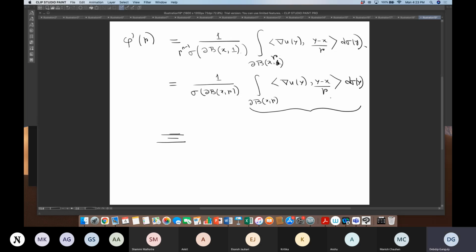Some vector, right? (y minus x) by r. What type of vector is this? Now you can think, I give you a hint. Unit outward normal. Exactly. This is a unit outward normal of a ball. Now you tell me from here what I can write. This integration is equal to. Just think.